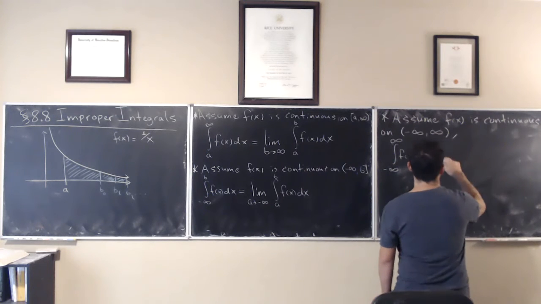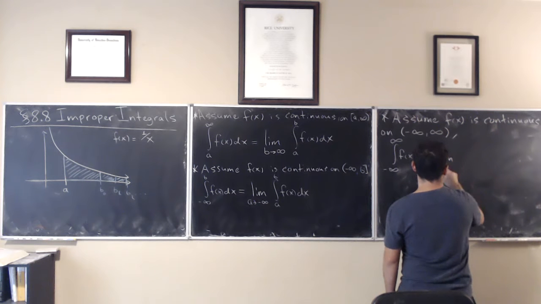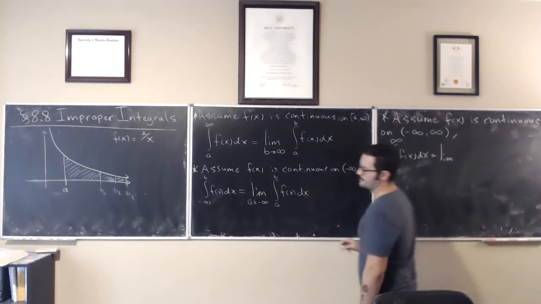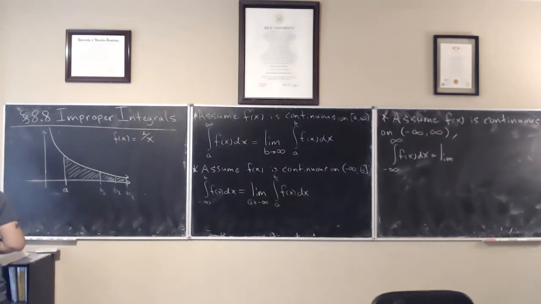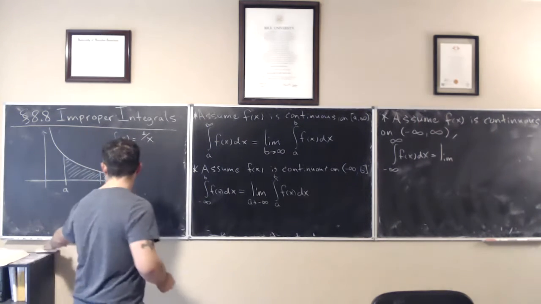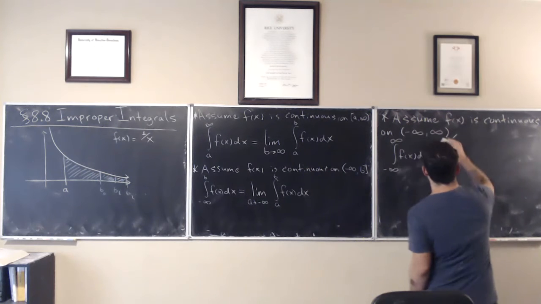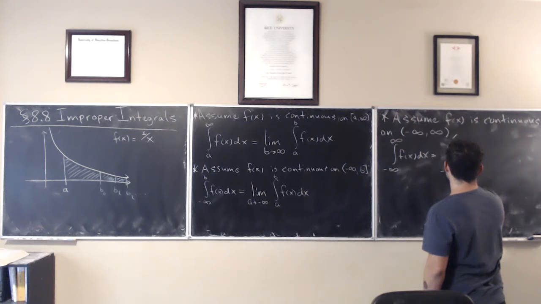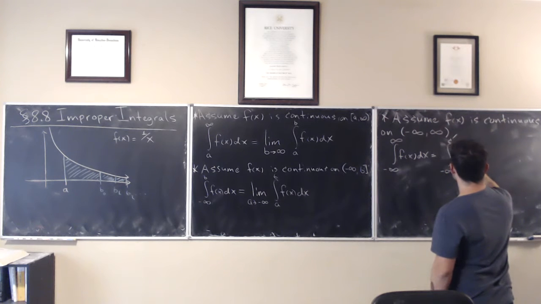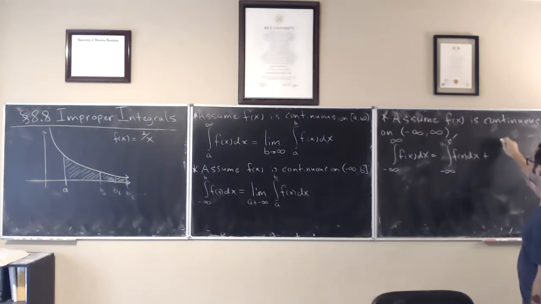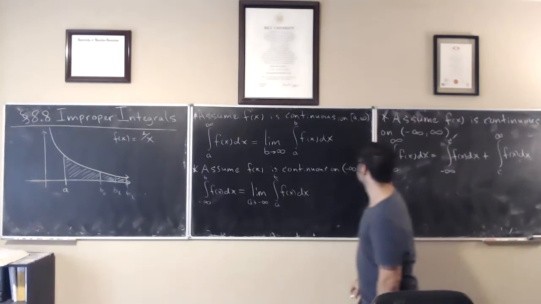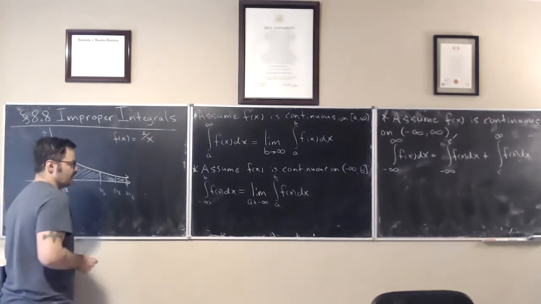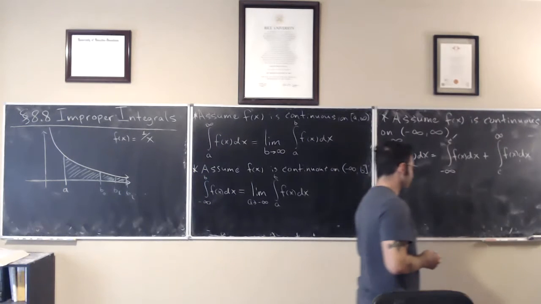So it's going to be the limit as, let me make sure that I'm saying this right. Yeah, I'm not even going to write the limits. I'll just write, because these two are defined, I can just write it like this. The integral from negative infinity to c of f of x dx plus the integral from c to infinity of f of x dx. So these are the three forms of improper integrals.